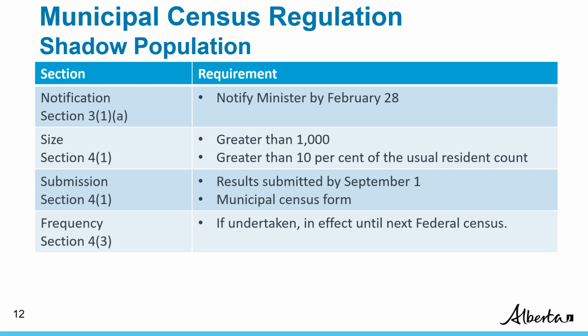Just a few highlights about shadow population counting that are directly from the regulation. A municipality must notify the minister by February 28th that it will include a shadow population count with its municipal census. To qualify, the shadow population count has to be greater than 1,000, or if less than that amount, it must be greater than 10% of the permanent resident population.